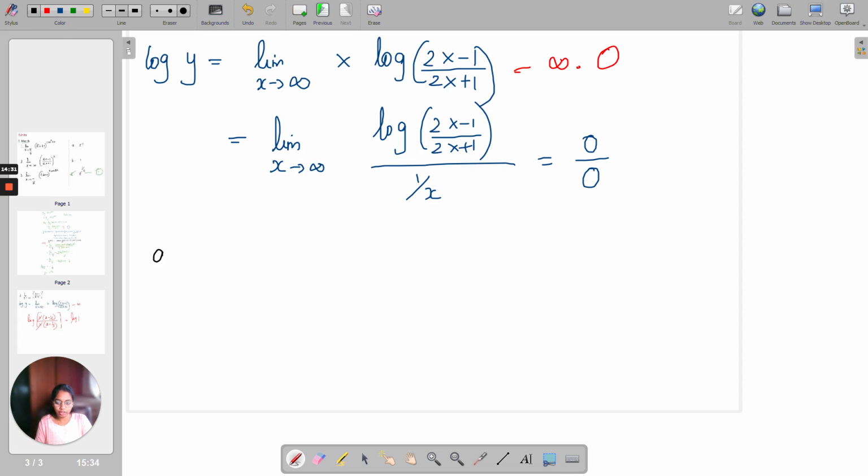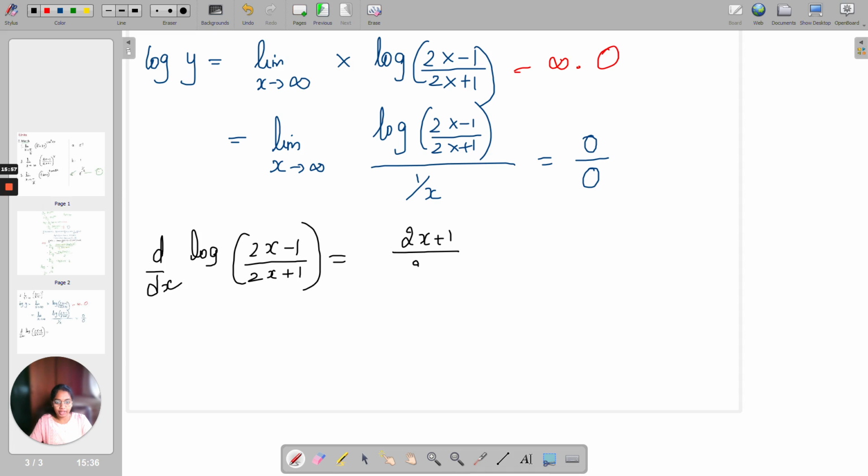Yes, to apply L'Hospital's rule, let me differentiate the numerator term, that is log of 2x minus 1 divided by 2x plus 1. Yes, let me find the differentiation of this term. So what is differentiation of log x? Differentiation of log x is 1 divided by x, right? So I would get 1 divided by 2x minus 1 divided by this. If I take that term to the numerator, you would get the reciprocal, that is 2x plus 1 divided by 2x minus 1. Now we would have to differentiate this term again, right?